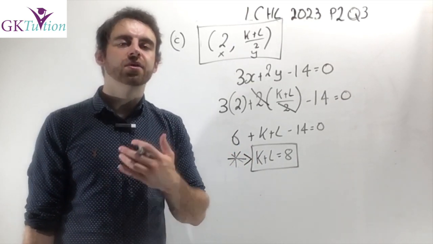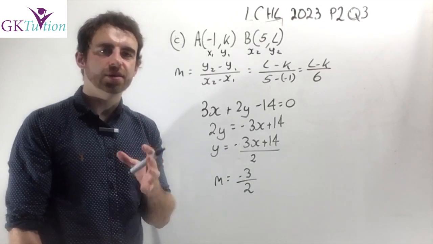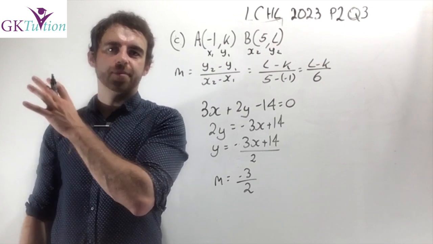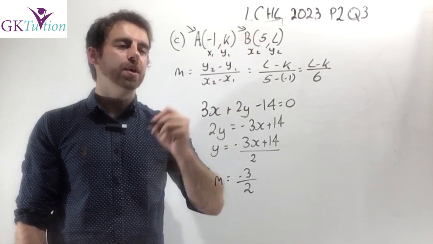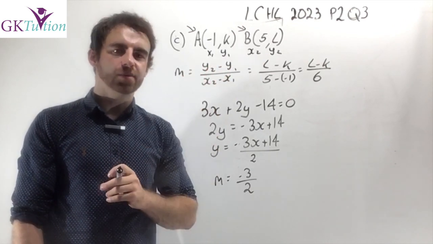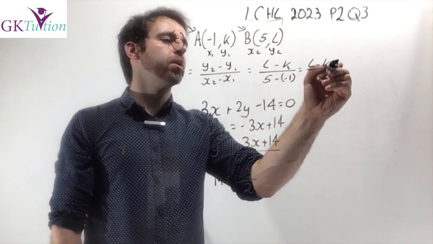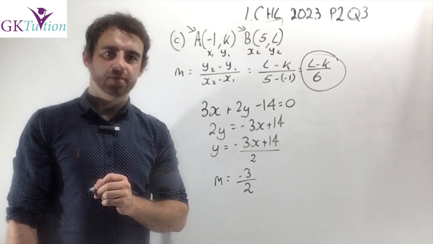Now we need to consider the slopes to try and come up with the other simultaneous equation. Let's go back to part B first of all, where we were given the coordinates of A and the coordinates of B. I've used the formula y2 minus y1 over x2 minus x1 to work out that the slope of the line AB is l minus k over 6.